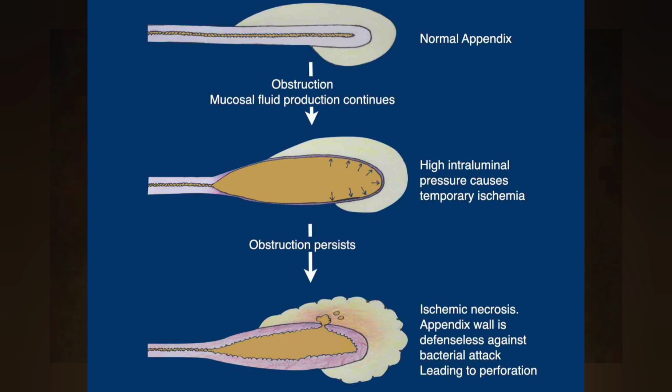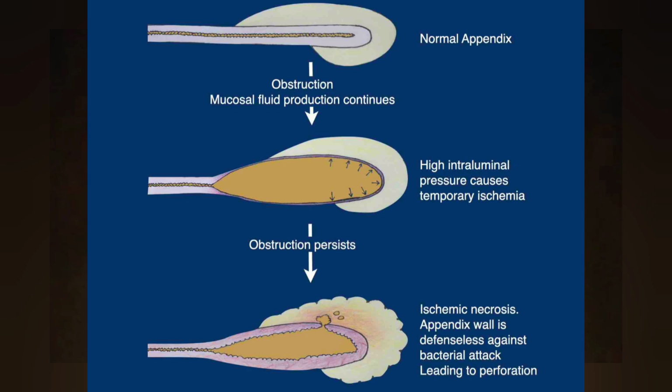The normal appendix is usually smooth in the contours, and when the obstruction occurs in the mucosa, the fluid will be filled within the lumen of the appendix, and the high intraluminal pressure will cause temporary ischemia. This ischemia will cause the necrosis of the appendix wall, and ultimately this gangrenous appendix will lead to the rupture and perforation of the appendix.